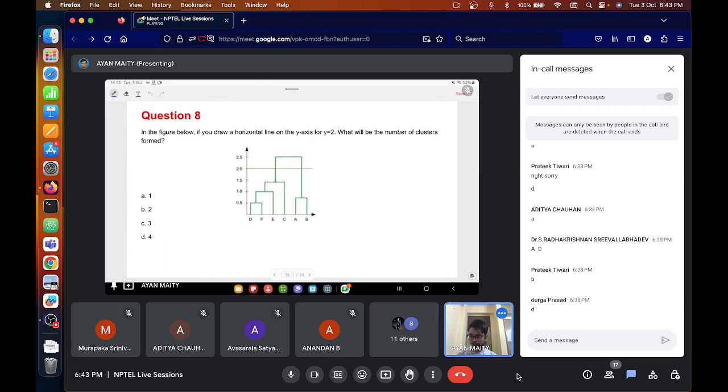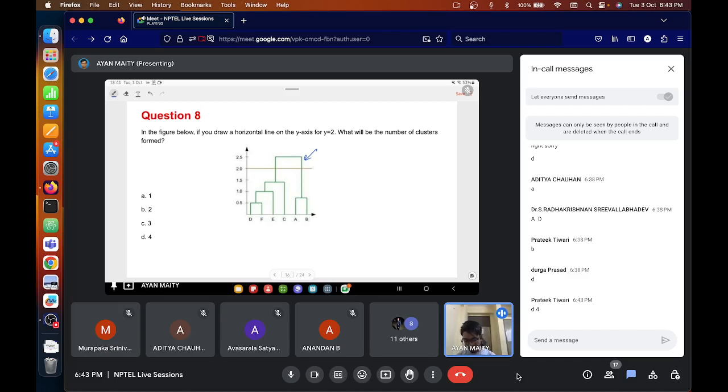Now question 8. In the figure below, this is basically a dendrogram generated by a hierarchical agglomerative clustering algorithm. These are the individual points A, B, C, D, E, F. We start merging them based on the similarity or the distance between the points, until we reach only one cluster. That's why it's called hierarchical agglomerative clustering. We agglomerate or combine clusters iteratively.